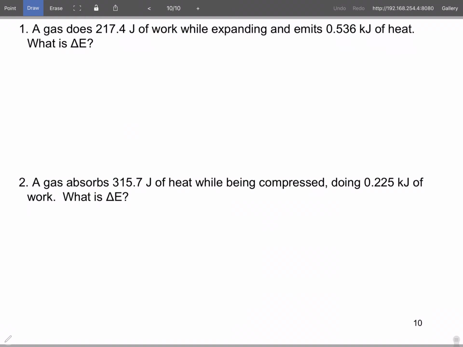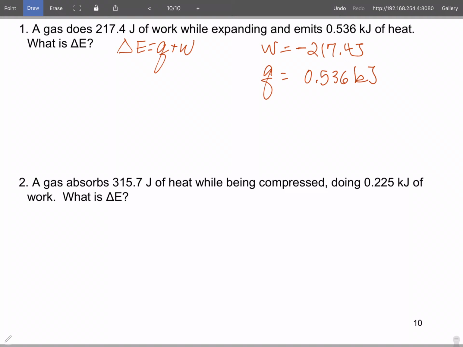So let's work a problem. Okay, a gas does 207 whatever of work while expanding and emits that much heat. What is delta E? Well, delta E is equal to Q plus W. All right, so it does so much work. So work, since the gas is the system and it's doing the work, it's giving off the energy. So it's giving off 207.4 joules. Okay, it says it's emitting the heat. So it's 0.536 kilojoules of heat.